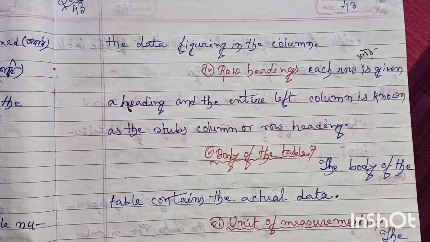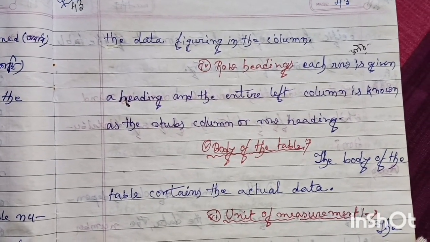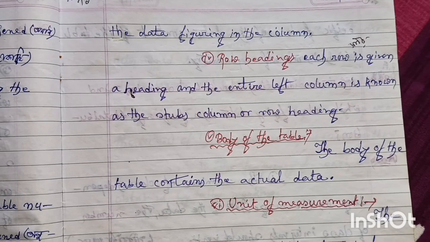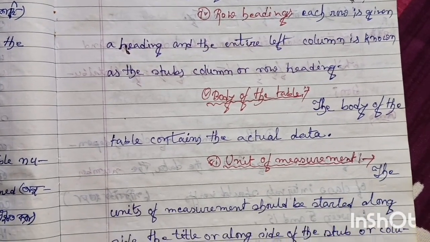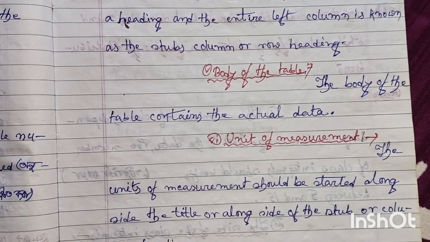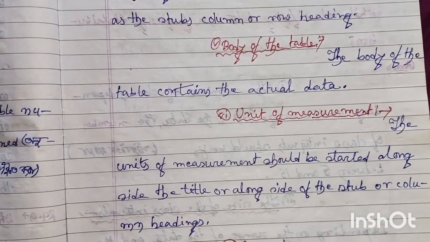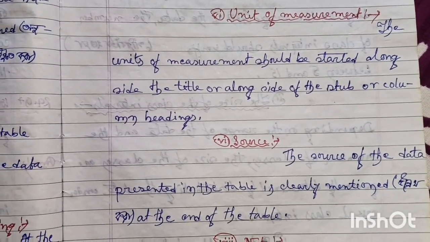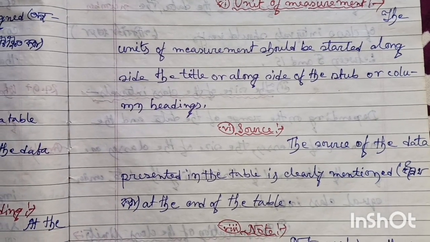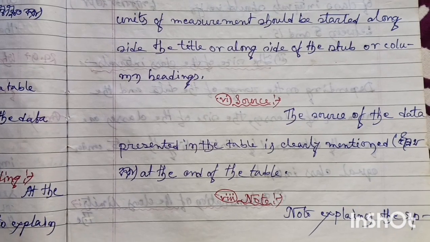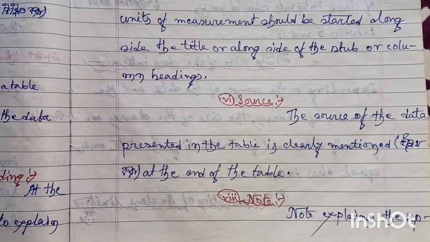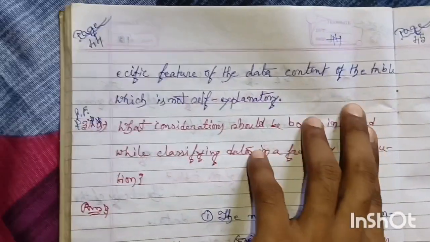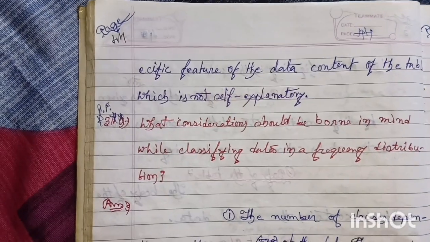Row headings. Each row is given a heading and the entire left column is known as the stub column or row headings. Number 5. Body of the table. The body of the table contains the actual data. Number 6. Unit of measurement. The units of measurement should be stated alongside the title or alongside the stub or column headings. Number 7. Source. The source of the data presented in the table is clearly mentioned at the end of the table. Number 8. Note. Note explains the specific feature of the data content of the table which is not self-explanatory.